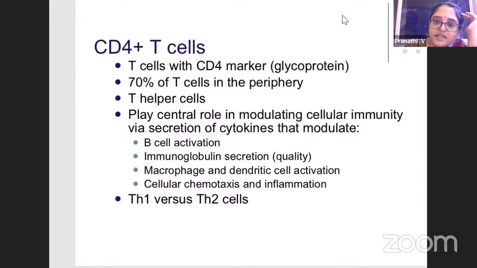So we have CD4 plus T cells that come. CD4 marker which is present is a glycoprotein. 70% of the T cells that are present are the T helper cells. They help in modulating the cellular secretion of cytokines. So B cells are activated, immunoglobulins are secreted, macrophages and dendritic cells are activated, and then you have the inflammatory pathway.